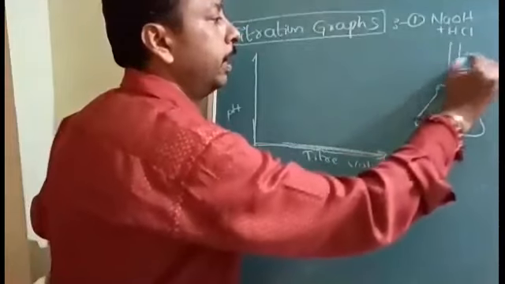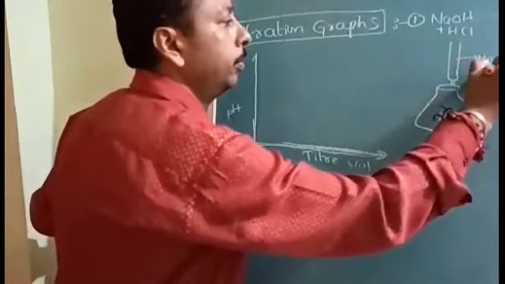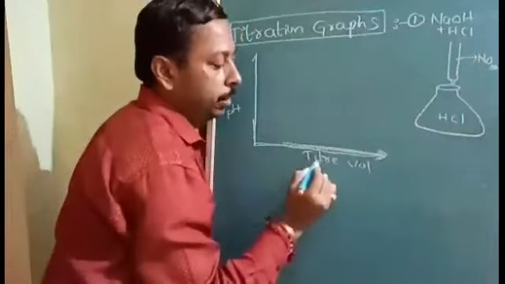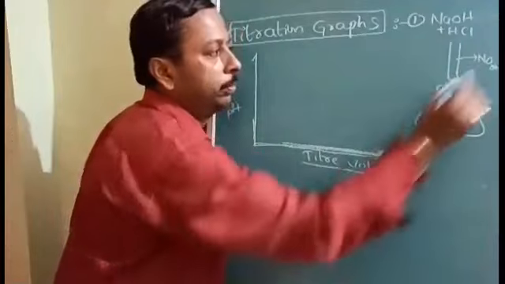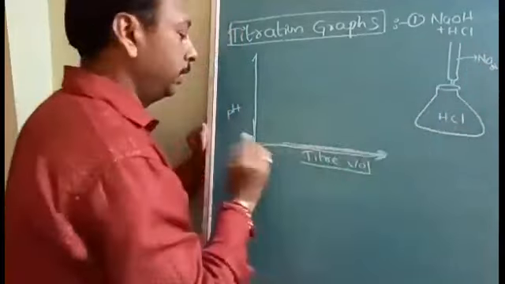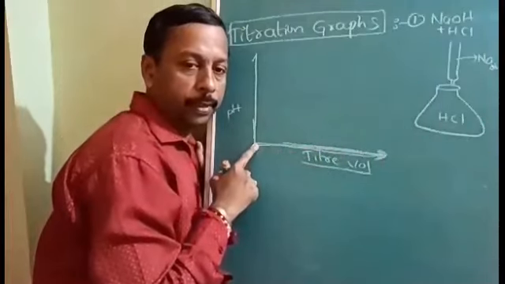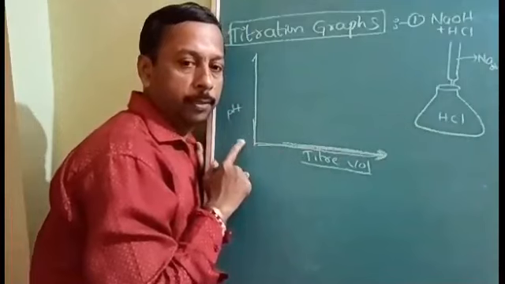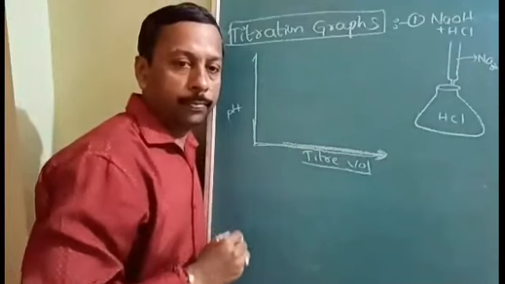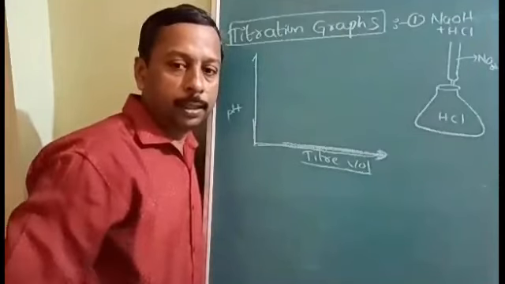For that we are adding what? NaOH. In the burette, what are we going to have? NaOH. So this volume will be here, the titrate volume. This is called the titrate and its volume will be here. And HCl will be there initially. So when the titrate volume is less, will pH be less or more?